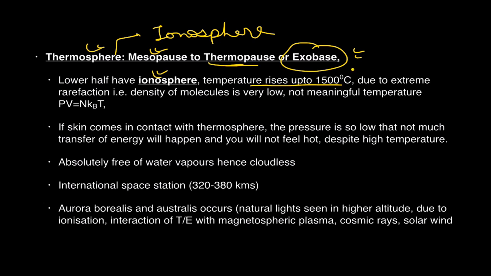Temperature rises up to 1500 degrees Celsius due to extreme rarefaction. Density of molecules is very low. Ionization happens, but this temperature is not meaningful temperature. So there is a gas equation, kinetic energy. This is PV equals nKBT, where KB is called Boltzmann's constant. This is obviously not important.